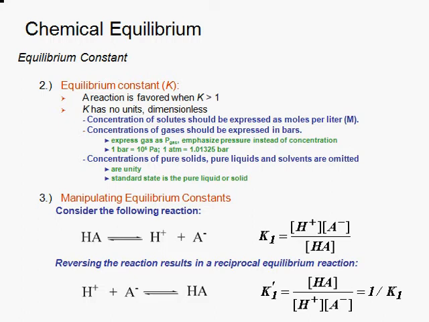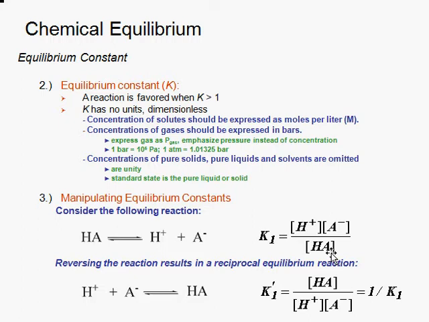The concentrations of pure solid, pure liquid and the solvents are omitted, they are unity. Standard state is the pure liquid or solid. Manipulating the equilibrium constant, consider the following reaction: HA gives H plus and A minus. So the constant K is equal to concentration of H plus into A minus upon the reactant.